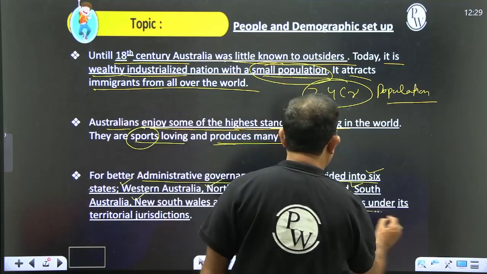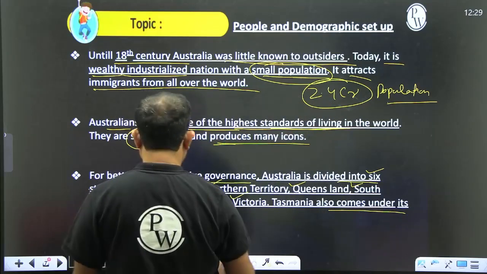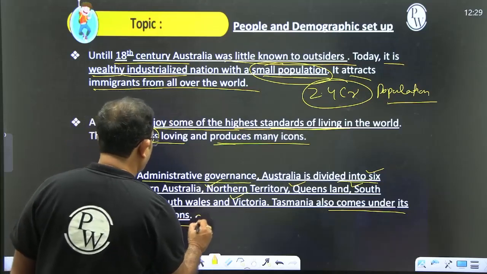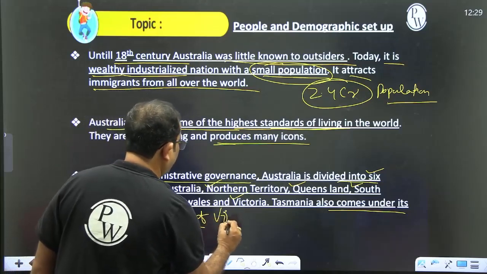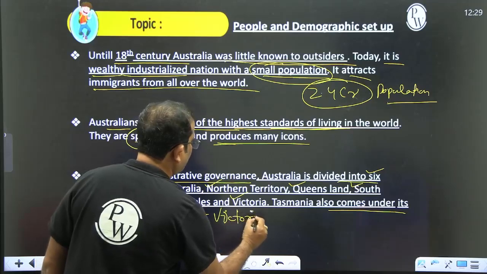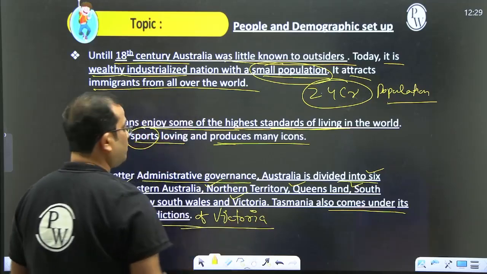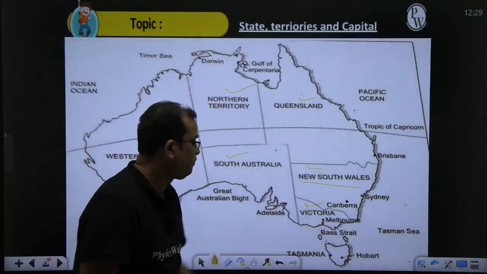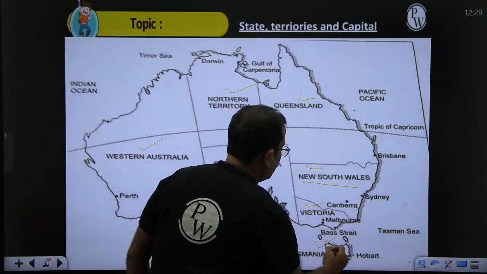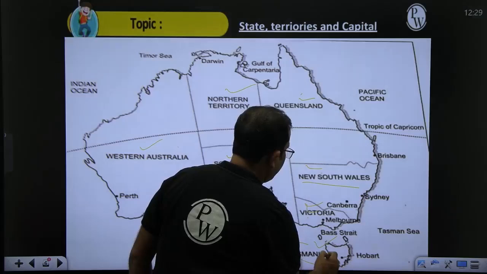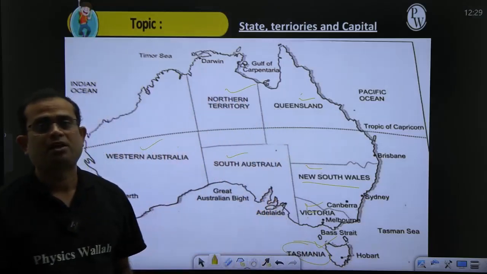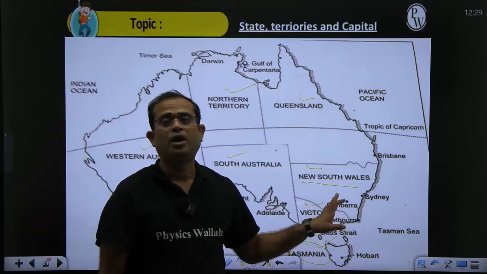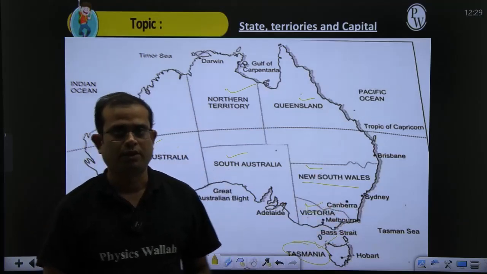Tasmania also comes under the territorial jurisdiction of Victoria. We can write here Tasmania under Victoria. Just look at the map here again. This is Tasmania, this small island mass. Tasmania comes under Victoria.